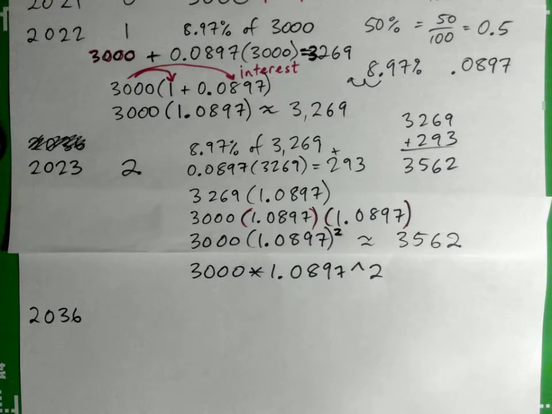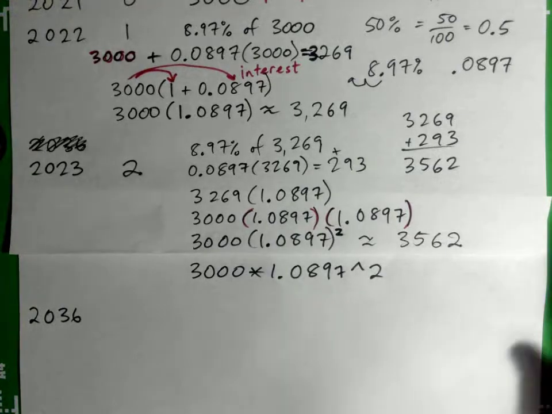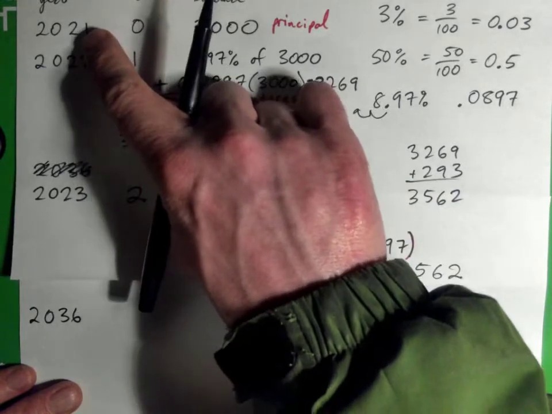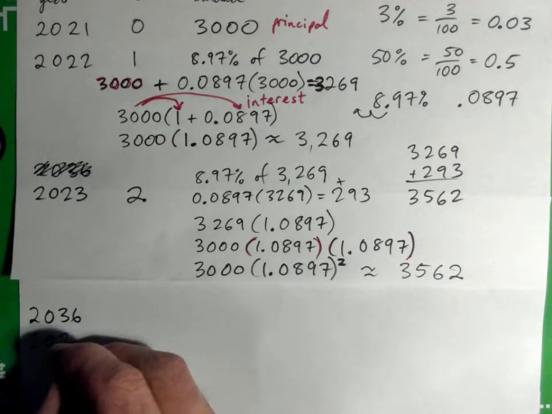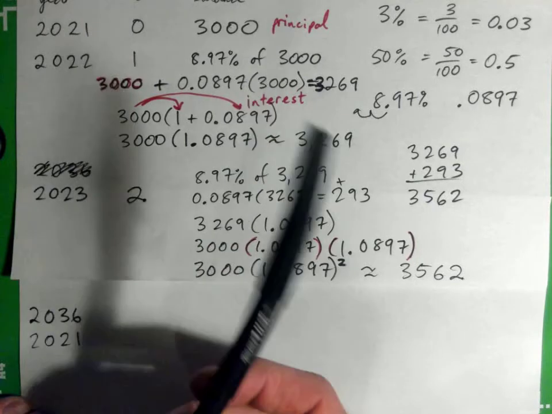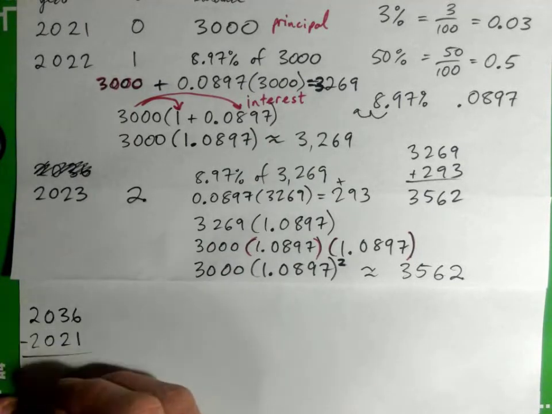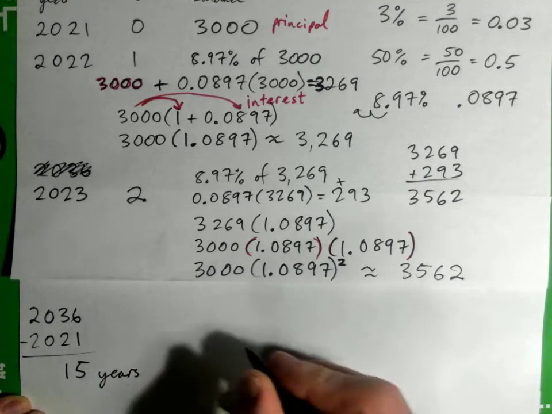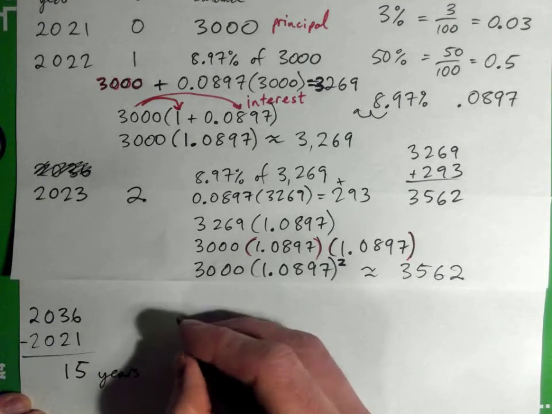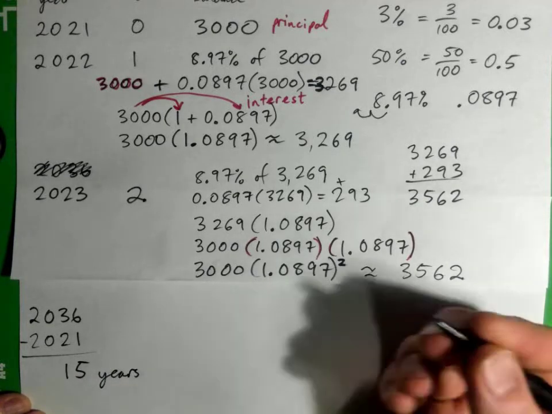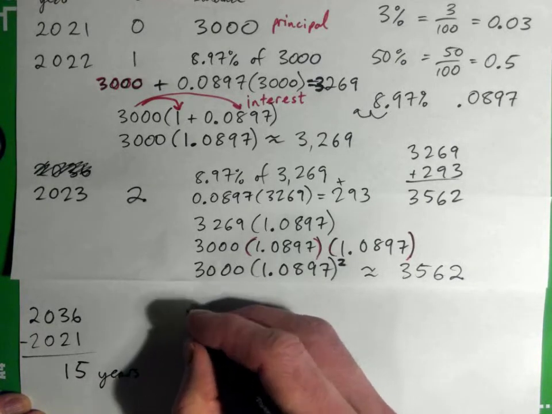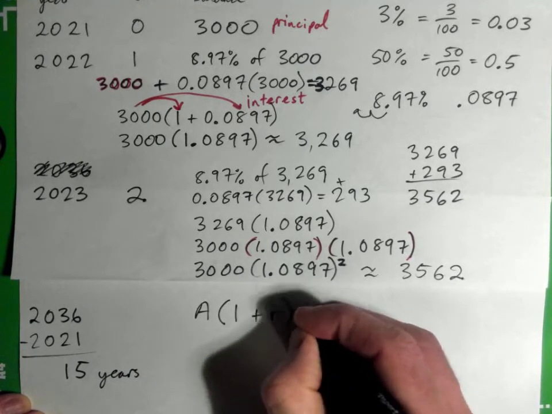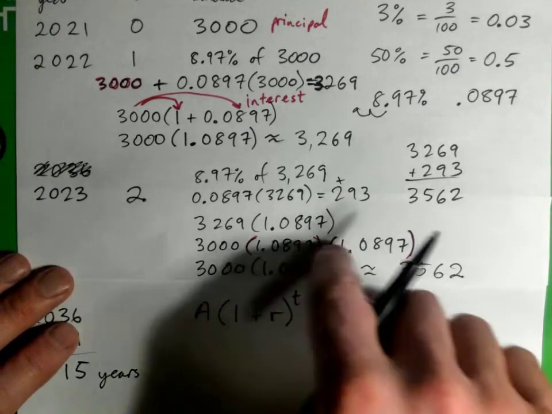Okay, so 2036 is how many years since 2021, right? So we put it in 2021, so 2036, if I subtract that, that's 15 years later. All right, so that's $3,000 invested for 15 years. And we know the compound interest formula is your amount times 1 plus the rate to the power of t, right? Which is what we were kind of relearning with this, playing around.